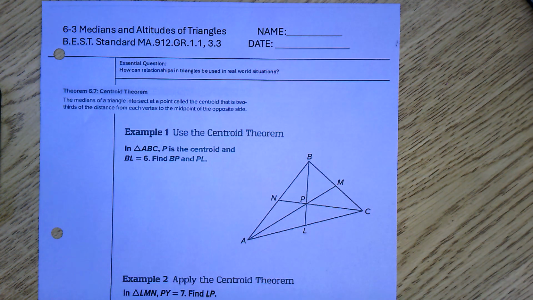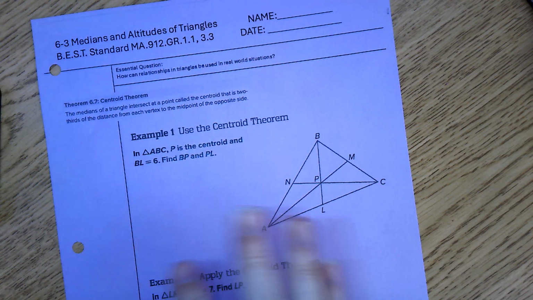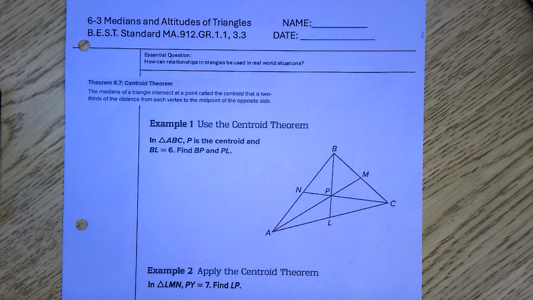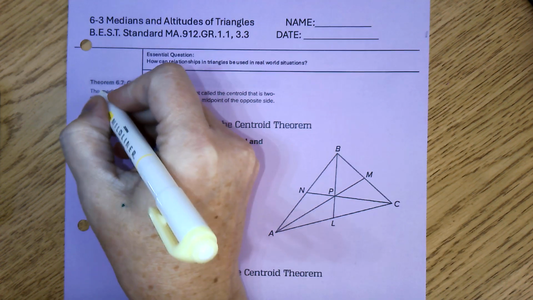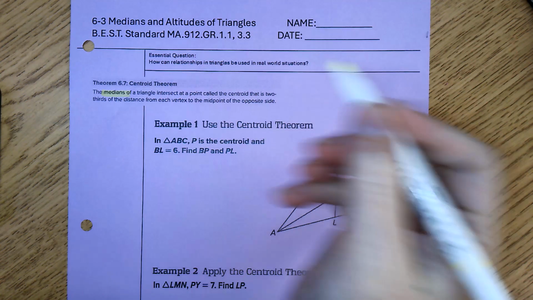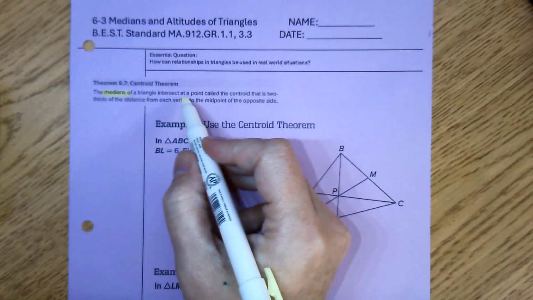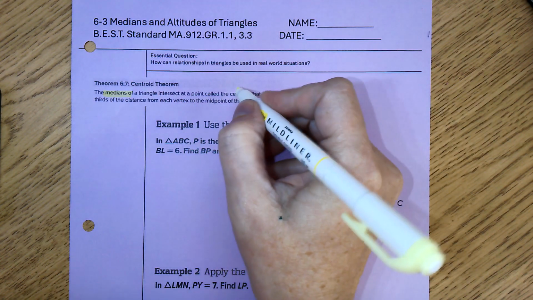All right, geometry 6-3, medians and altitudes of triangles. We're actually just going to be focusing on medians and our centroid theorem for this lesson. So our centroid theorem, okay? The medians of triangles intersect at a point called a centroid.